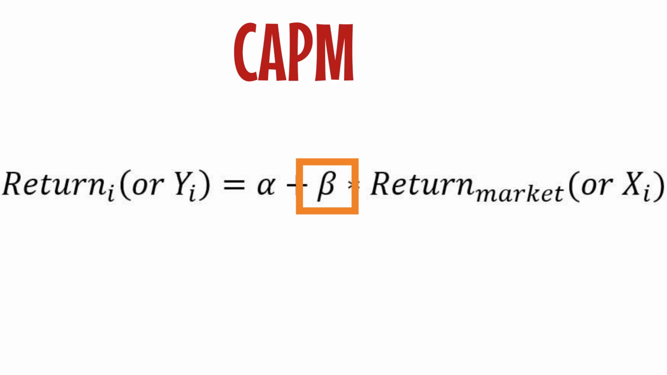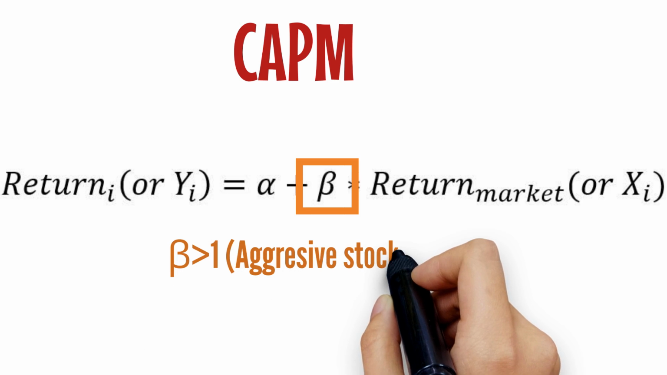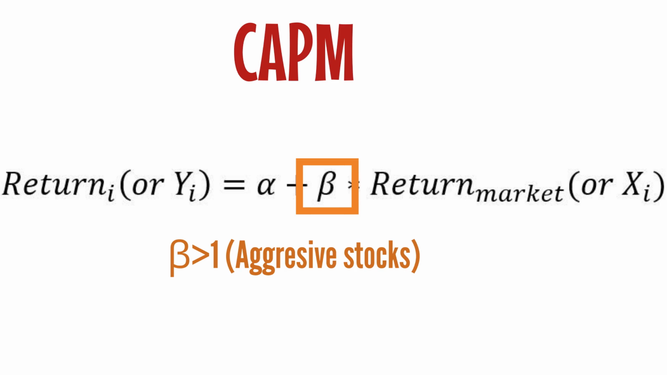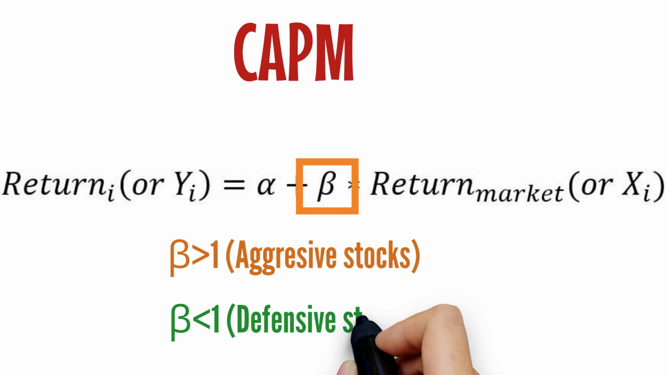In general, stocks with beta greater than 1 are the riskier or aggressive stocks, as for every 1% change in the market returns, the return on these stocks changes by more than 1%. Similarly, stocks with beta of less than 1 are known as the defensive or less risky stocks. For these stocks, the returns change by less than 1% for every 1% change in the market returns.